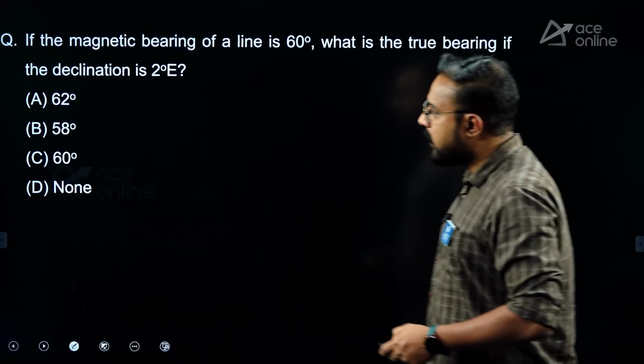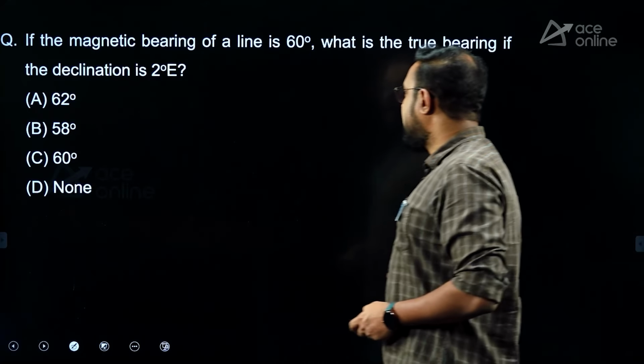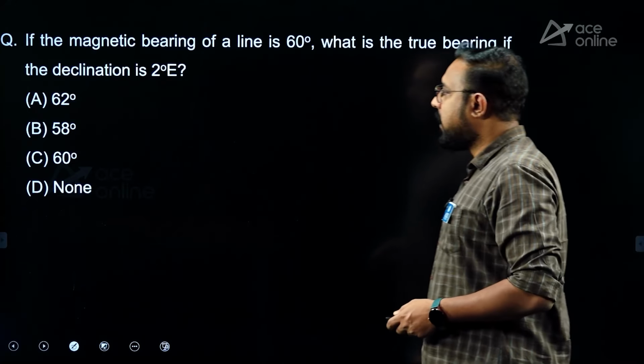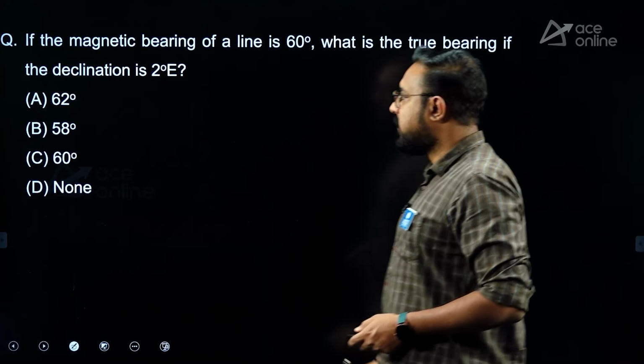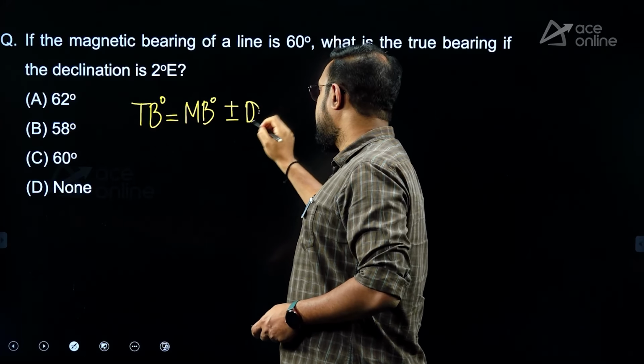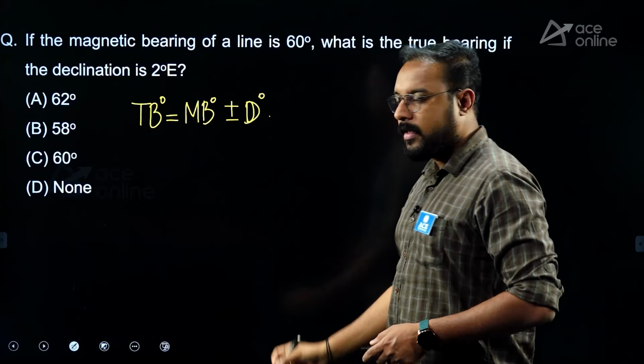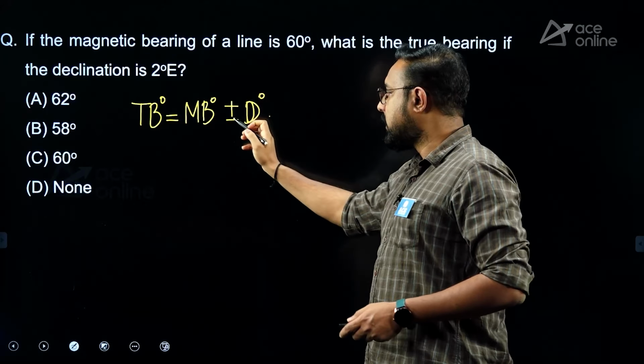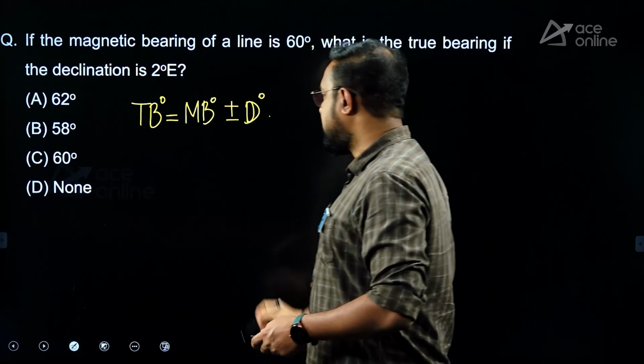Next up, look at this, guys. The magnetic bearing of a line is 60 degrees. What is the true bearing if the declination is 2 degrees east? So remember the formula, guys. True bearing is equal to magnetic bearing plus or minus declination. Plus sign I'll use for eastern declination, minus sign I'll use for western declination.